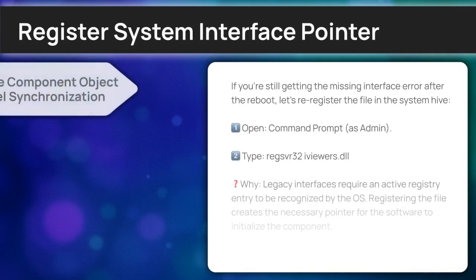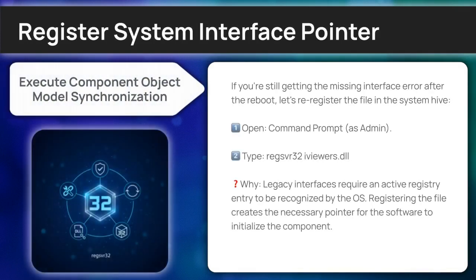Restarting is our first line of defense. Since that didn't clear it, we'll dive into more specific settings in step 3, and if you need to pause the video to catch up, go right ahead. If you're still getting the missing interface error after the reboot, let's re-register the file in the system hive.